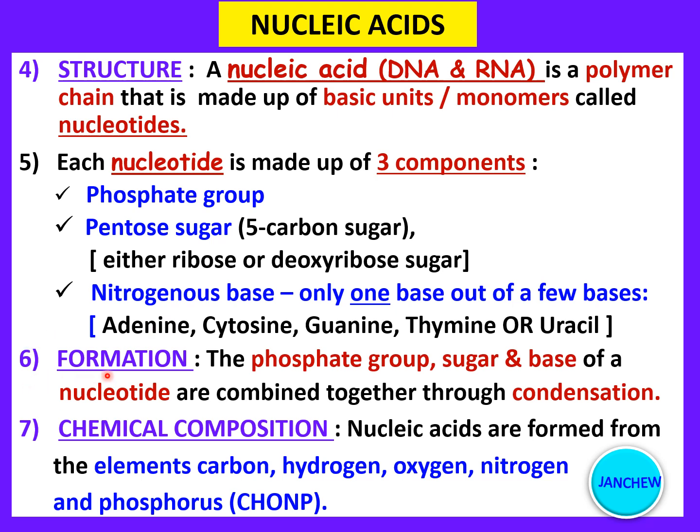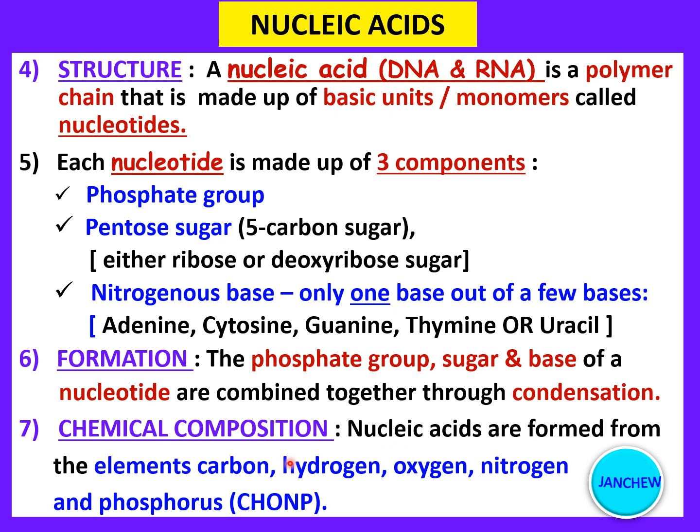Number 6, the formation of nucleotides. So the phosphate group, sugar, and base of a nucleotide are all combined together through the process of condensation. Remember condensation? It is a process in which smaller molecules like phosphate group, sugar, and base are combined together with the elimination of water molecules or the removal of water molecules to form a more complex molecule, such as the nucleotide.